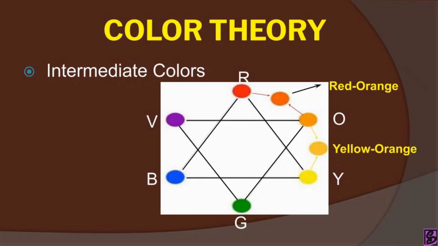Remember that we should always keep the primary color in priority. Likewise, here we say yellow-orange. We cannot consider it as orange-yellow as an intermediate color. The primary color will be considered first while naming intermediate colors.